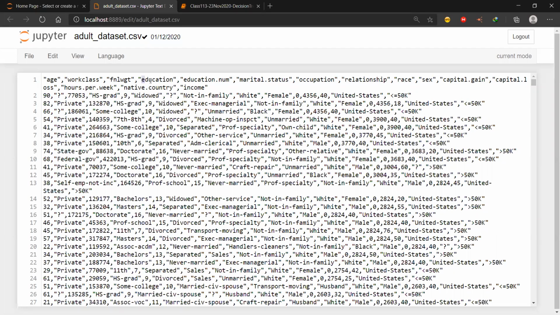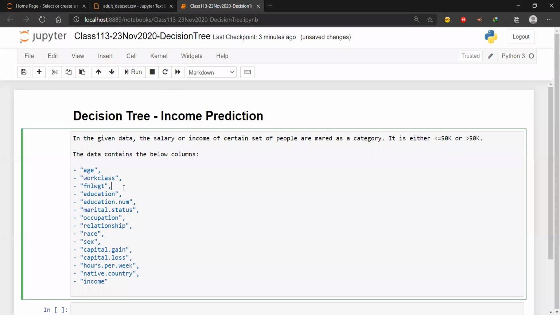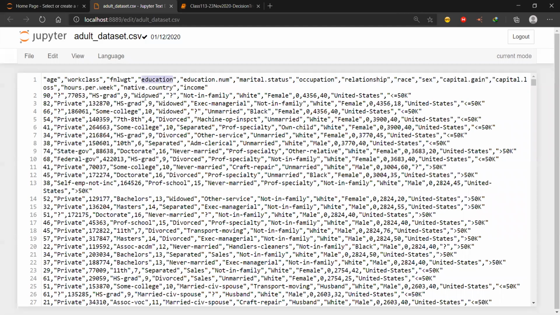The next one is FNLWGT. I'll just mark this as not sure. We don't know what that field is yet. Next one is the education field. Education field is how much they have studied, and that education field is also given an education number. So that number is the number of years most probably, or a number which is given to represent the level of the education.